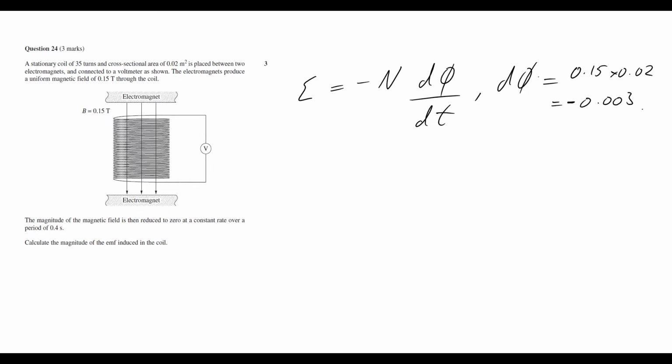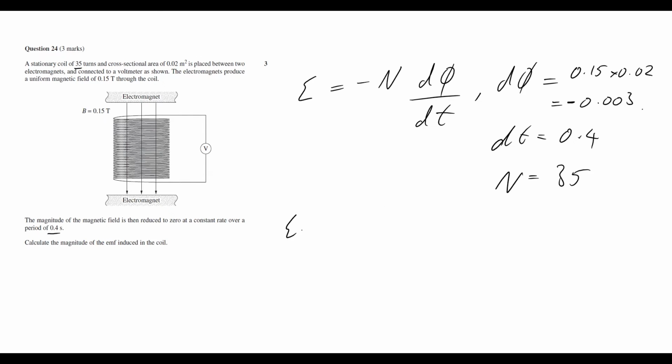Okay, now for dt, the change in time, well, it says 0.4 seconds is the entire time that this all happens across. So we can simply write that out as 0.4. Okay, and what about n, the number of turns here? So we know n is equal to 35. That's given to us right at the top here.